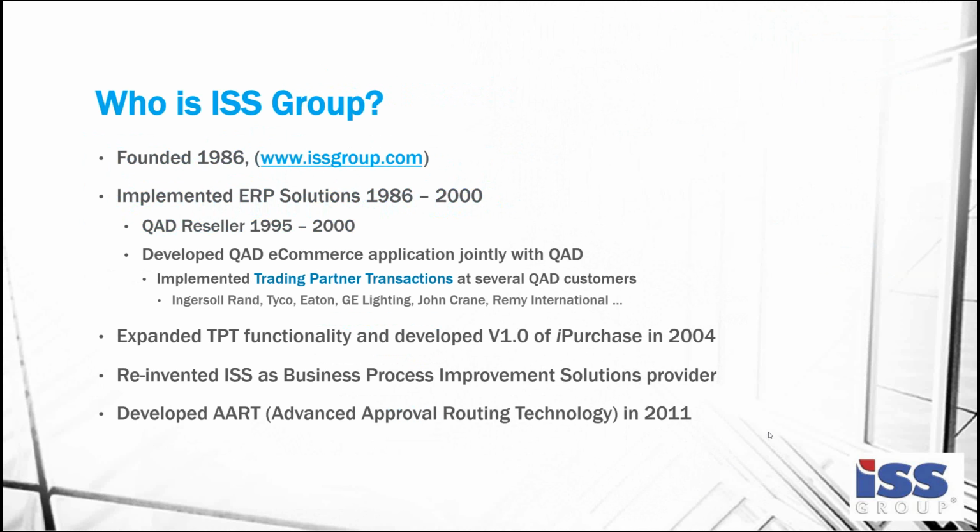But first, let me give you a quick overview of ISS. As many of you might be aware, ISS Group has been around since 1986, has been extensively involved in ERP, in CRM, and e-commerce, with extensive knowledge in the whole area of procure to pay and order to cash. So as part of this, we are working to develop better technologies for leveraging your business process improvement. Next slide.